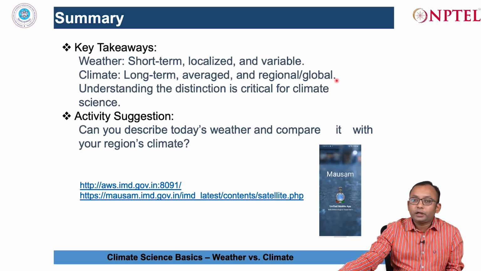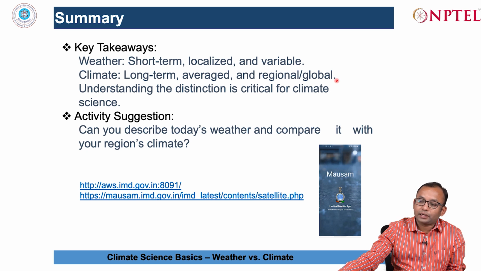It is also very important to understand the differences between climate and weather, because the distinction is critical for understanding climate science. It is also very useful for policy making, or for defining different types of modeling activities, forecasting, or prediction for different types of systems in the climate. So the understanding between these two terminologies is very important in climate science, and that is what we have discussed during this class.